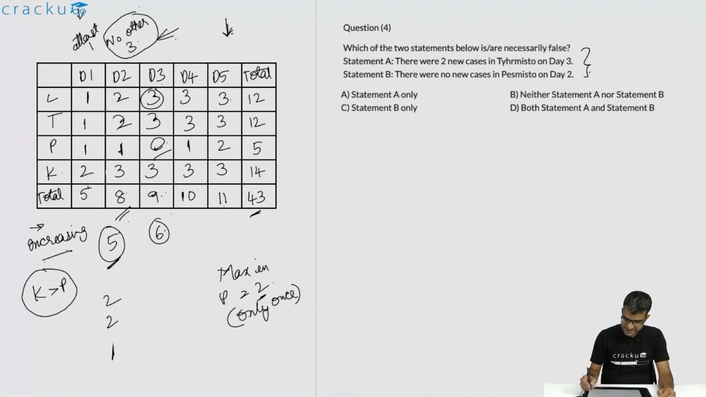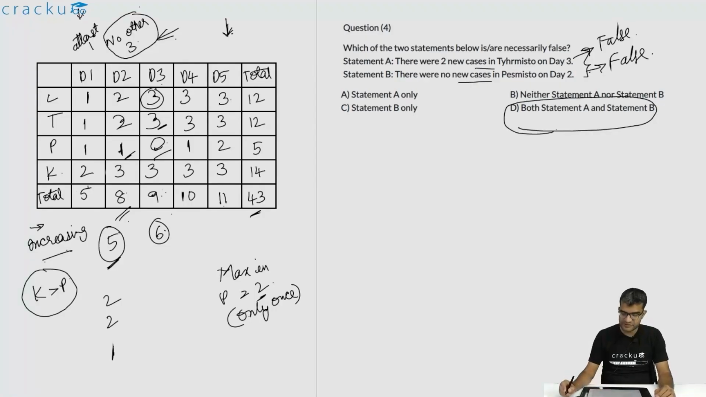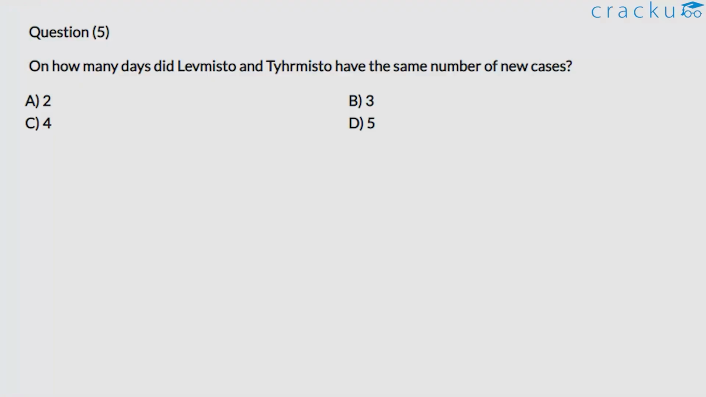Which of the following statements below is or are necessarily false? The first statement says there are 2 new cases in T on day 3. On day 3 we have 3 new cases, so this is false. There are no new cases in P on day 2. That also is false. There was 1 case. So both of them are false. So both statements A and B are necessarily false. So that is the correct answer, option D.